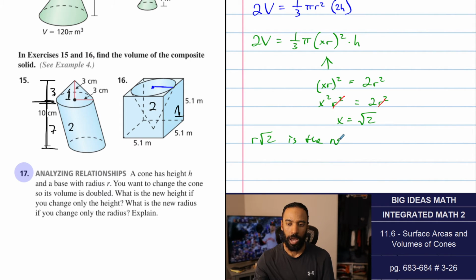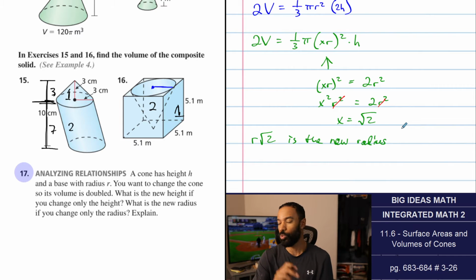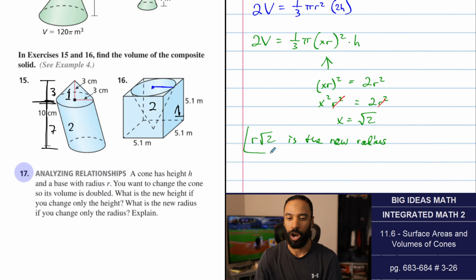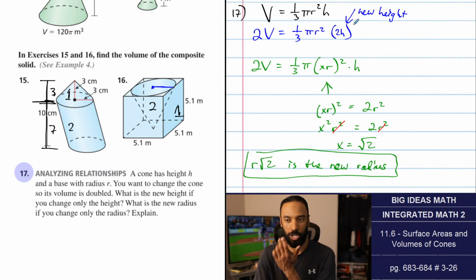radius. I kind of explained it through the math here, but the idea is you're going to square whatever that radius is, and squaring the square root of 2 is what gives you 2 to double it. If you plug in 2 into there, if you make it 2r, you will quadruple your volume because 2 squared is 4. So r root 2 is the new radius. And here, the new height would just be the h. To double this and double that, that's what we get.